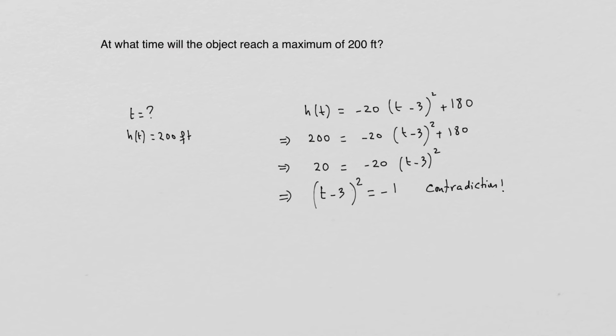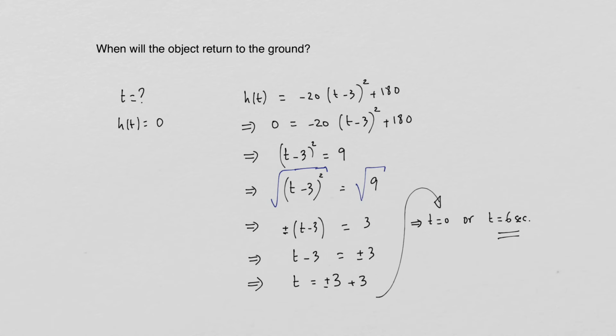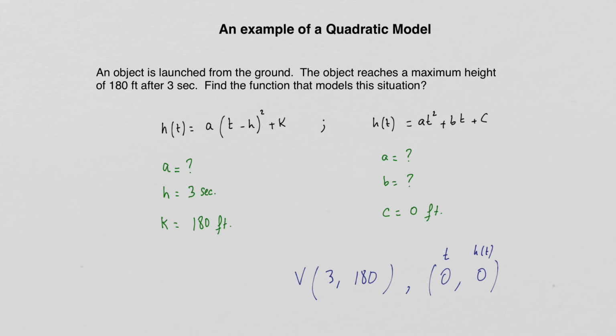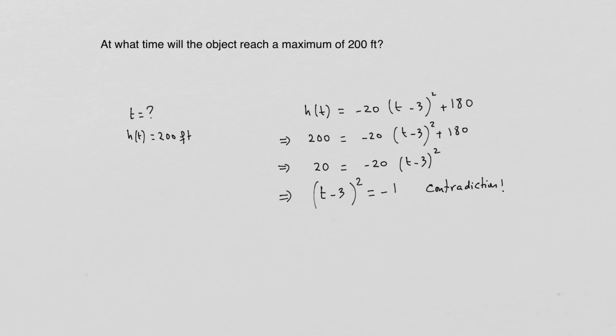At what time, I'm asking for time now, see, time was given. Actually, I'm asking a similar question. For what time will the height reach a height of 200 feet? Some of you with clever answers would say, well, my maximum height was 180. Clearly I am not going to reach 200 feet. Makes sense? Therefore, there is no time. There is no such thing as a time for which the height of the object is 200. If you didn't see that, no problem.